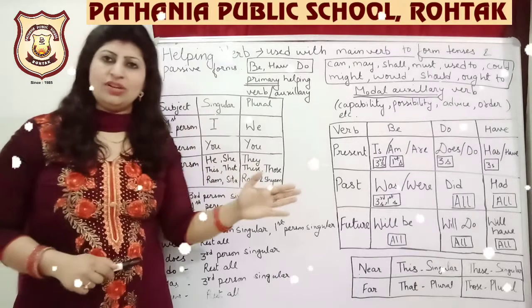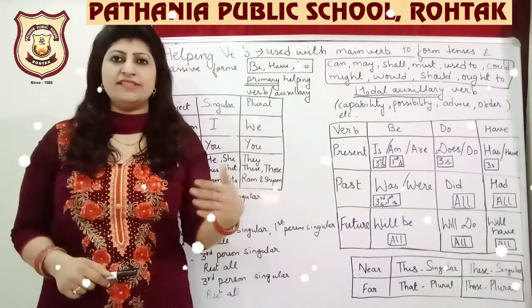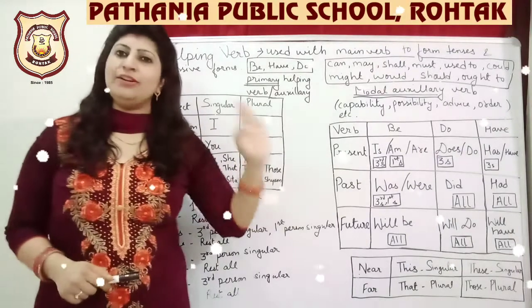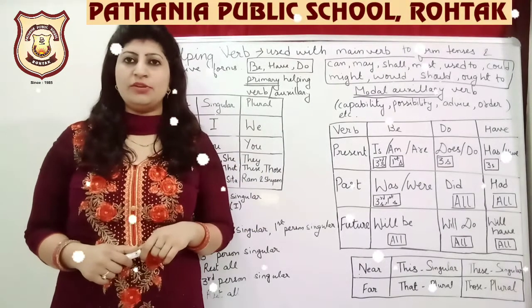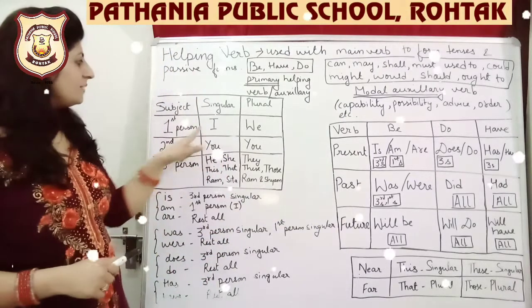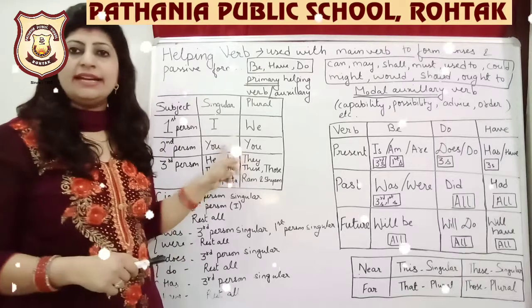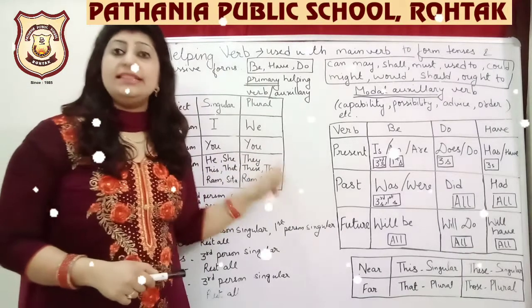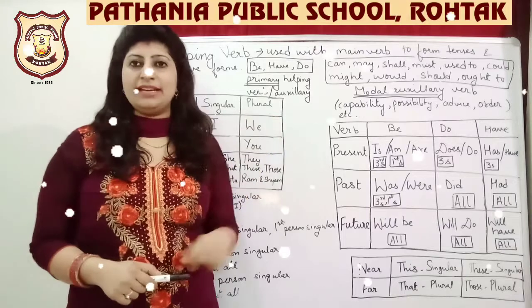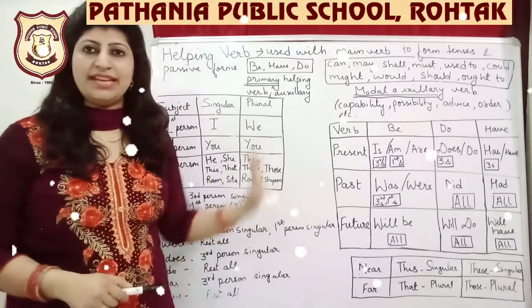Whether it is singular, plural, first person, second person, or third person, anything you choose from this chart, they are ready to mingle with them and do the friendship. For example, if I make a sentence: I will be late, you will be late, he will be late, they will be late, we will be late. So the sentences are correct. That means they mingle with everyone very easily.